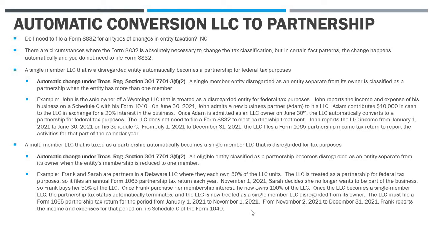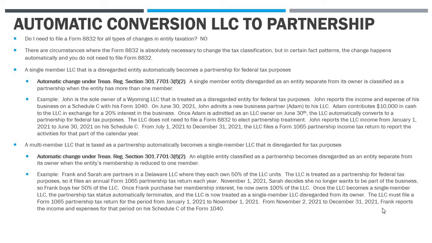So you get a 1065 for that period, and then from November 2nd through the rest of the year, so those 2 months, because it's a single member LLC that's a DRE, Frank can report the income and expense on his Schedule C of the Form 1040. Right, so that's again an automatic change. You don't file an 8832 to elect to be taxed as a DRE. It just happens automatically.